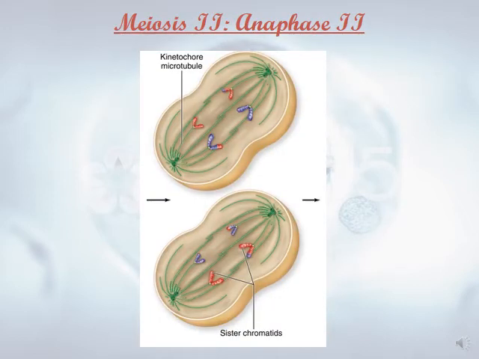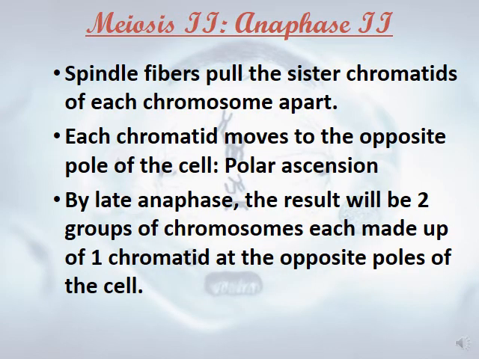In anaphase II, as you see here, the mitotic spindle fibers will pull the sister chromatids of each chromosome to the opposite poles of the cell, forming what's known as polar extension. The result will be, at the end, two groups, each made up of one chromatid at the opposite pole of the cell. As you see, till now, this is identical to mitosis. In late anaphase, the result will be two groups of chromosomes, each made up of one chromatid.